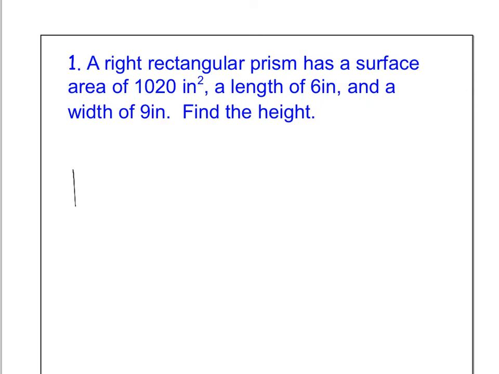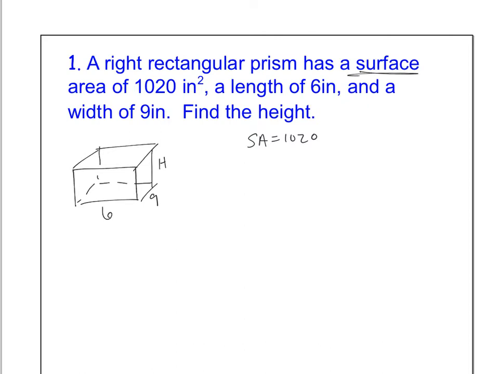So I like to draw pictures. This is a rectangular prism, so it's going to look something like this. And it has a surface area of 1,020. It has a length of 6 inches, a width of 9 inches, and it wants us to find the height. So keywords are surface area and prism. Surface area for a prism is pH plus 2B. So plug in what we know.